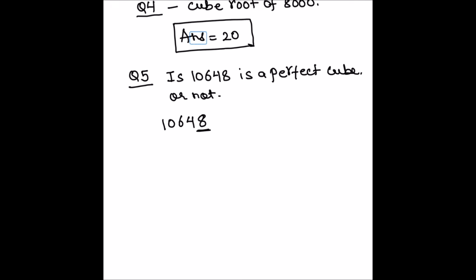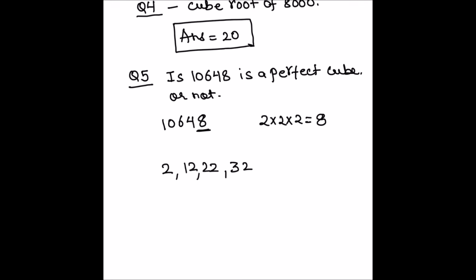we'll first see the units digit in the number. The units digit is 8. We can get 8 by multiplying 2 three times. So the unit digit of the cube of this number will be 2. So let's write all the numbers which have 2 in their units digit. 2, 12, 22, 32.